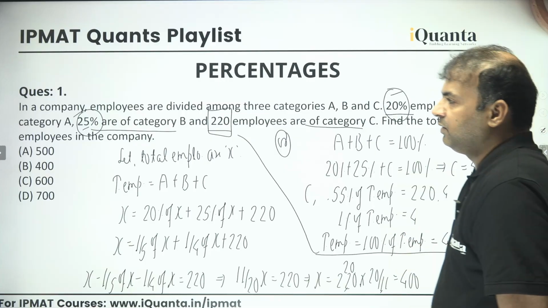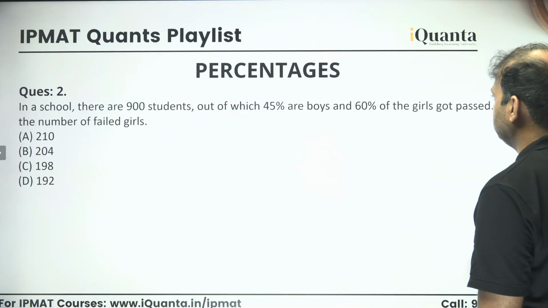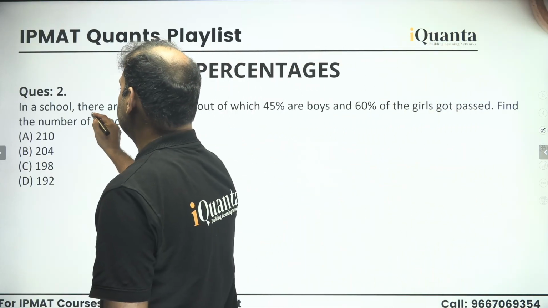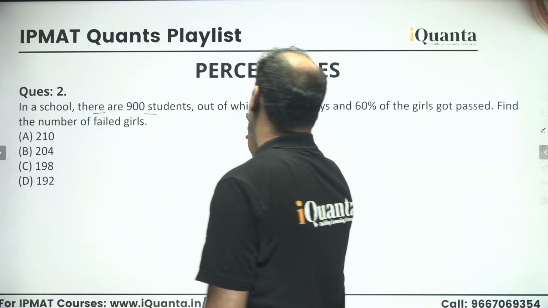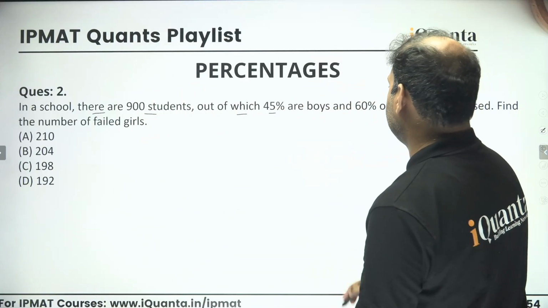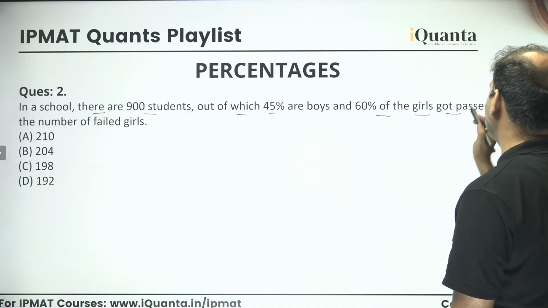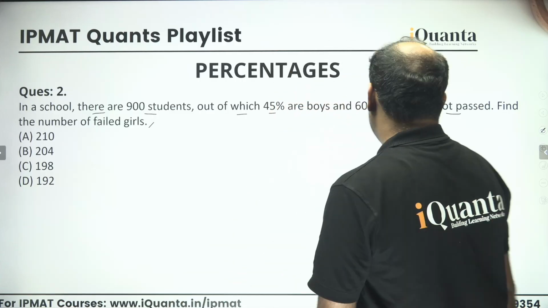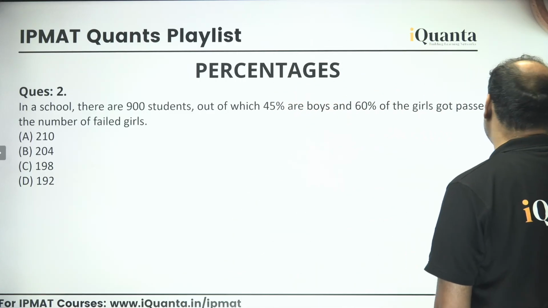All right, now coming to question number 2 of this session. Question number 2 is again a word problem which says that in a school there are 900 students, out of which 45% are boys and 60% of the girls passed. Find the number of failed girls. All right, guys. Again, in a school, how do we used to solve these kinds of questions?